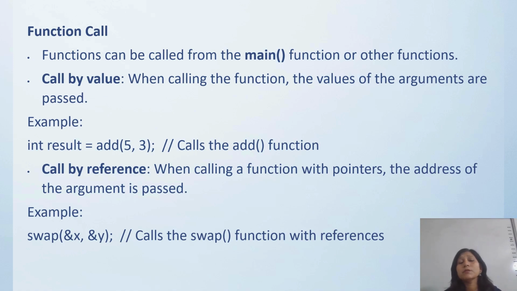Call by reference is when we call a function using pointers. The address of the argument is passed using the ampersand operator, and this supplies not only the copy of the argument but the address of the argument, and using that it performs global changes from one function to another function also.